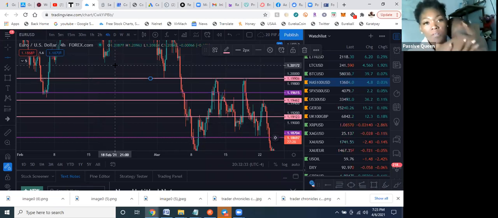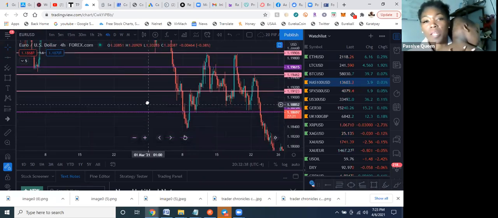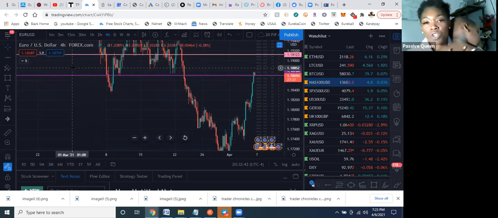Now let's go down below and find us two areas below price. And then we're gonna go down to the 1 hour. If you don't have time to mark up your chart, you don't have time to be trading.